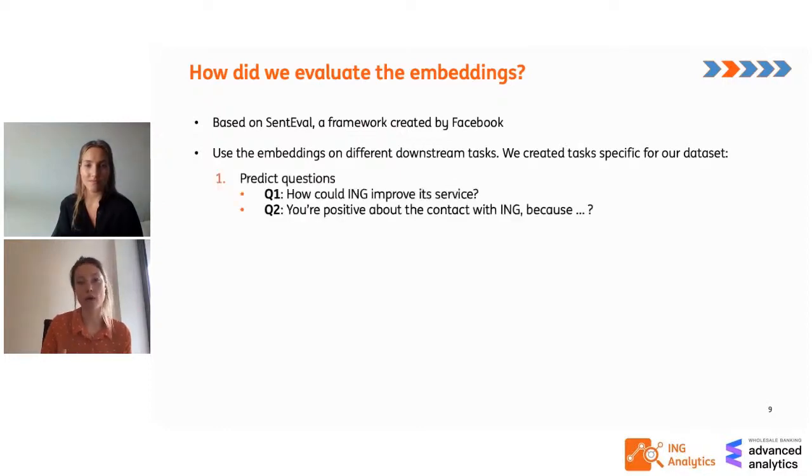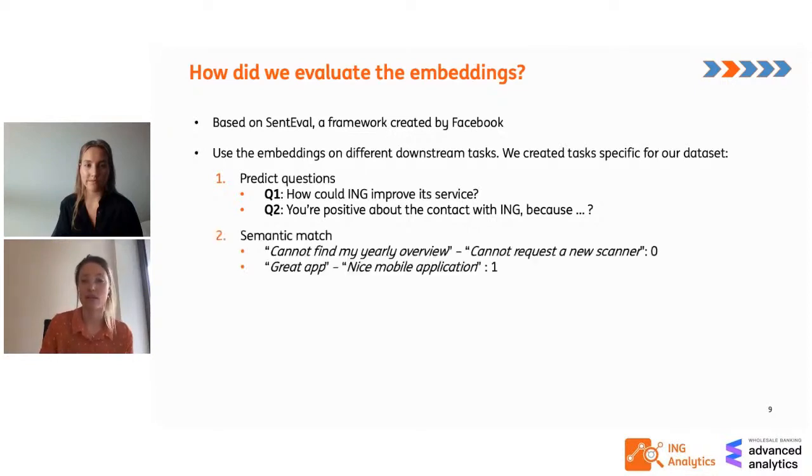So a little bit more about the different downstream tasks we included. The first task was predict question. It includes data with answers from two questions. How could ING improve its service? And you're positive about the contact with ING. We created embeddings from these answers and predict whether the feedback is answering question 1 or question 2.